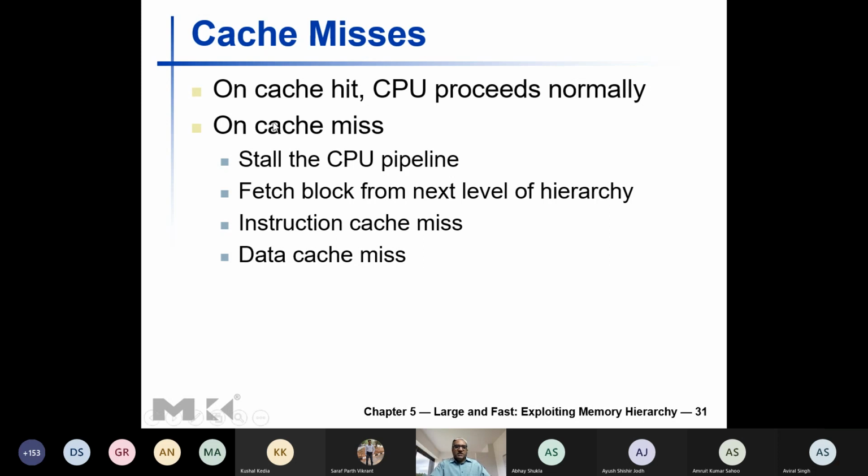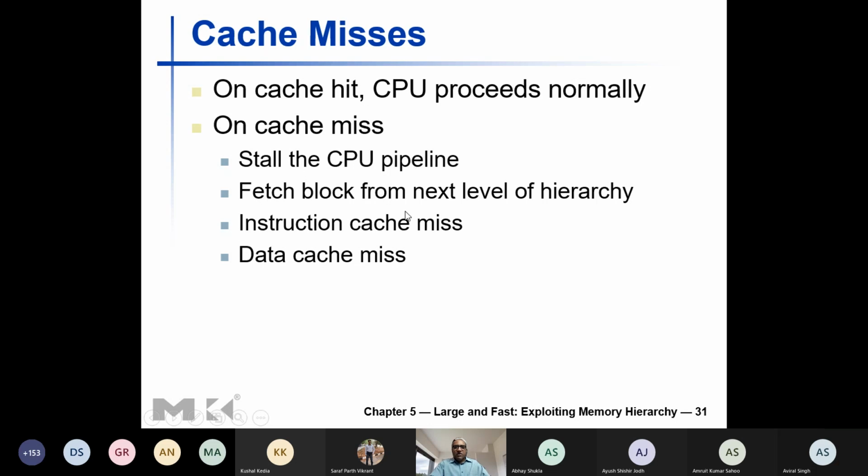So in the case of cache misses, you need to stall the CPU pipeline. That means the execution has to be stopped. And when you stall the CPU pipeline, we know that it affects the performance.